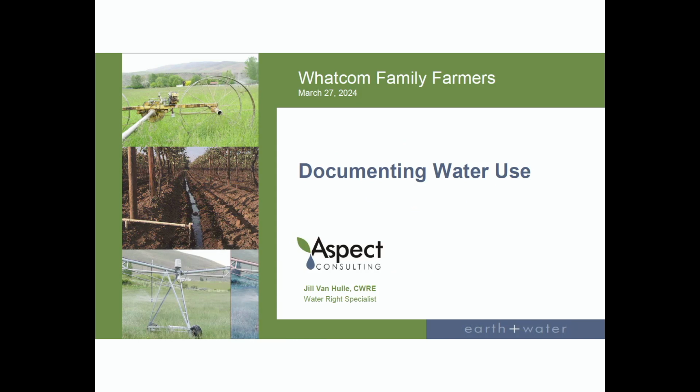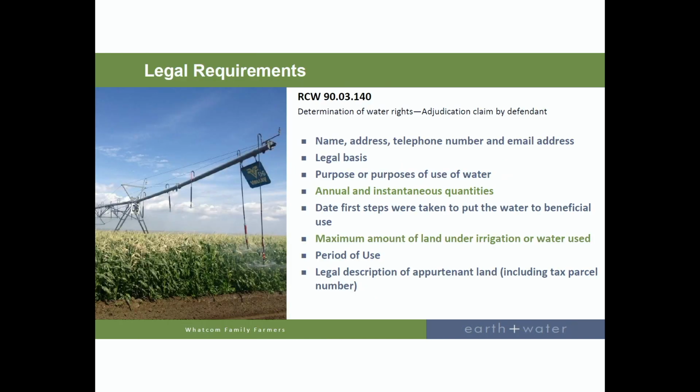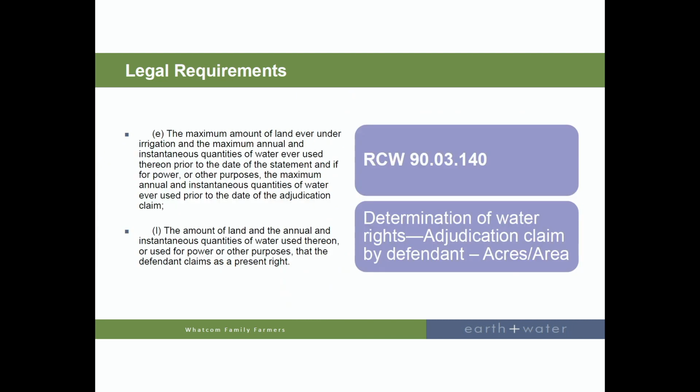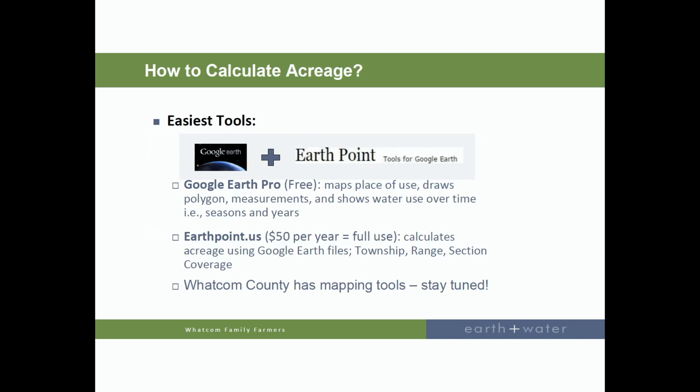Oh, awesome. Okay, so I know you guys have seen this slide already. This is basically what the legal requirements are. And what I wanted to talk with you guys tonight were how to quantify the number of acres that you are irrigating, and also how to estimate that annual quantity and that instantaneous quantity. So again, these are the legal requirements. We won't go over them, but this is specifically what Ecology is asking for on those forms.